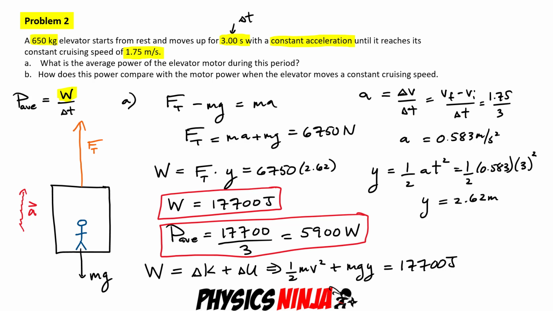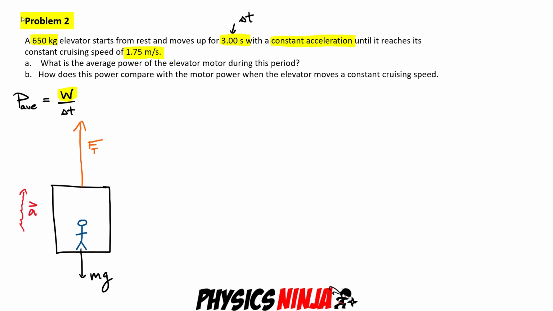All right, now let's go to part B for this problem. Part B says, how does this power compare to the motor power when the elevator moves up at constant cruising speed? That is a key phrase. That means right away I'm going to get rid of all of this, and the acceleration is then 0 because the speed is constant, the velocity is constant. Well, right away this is pretty straightforward.